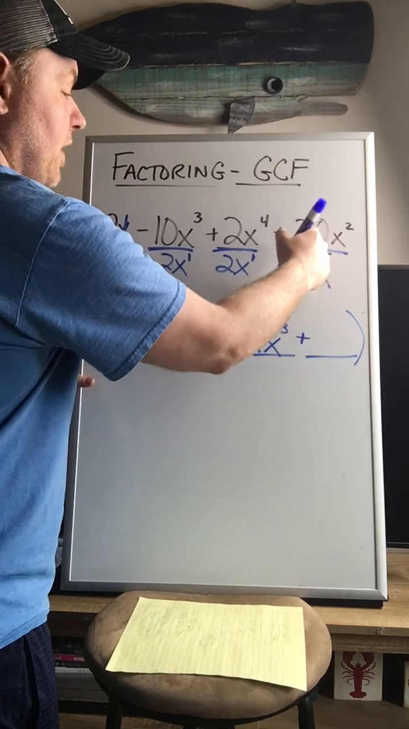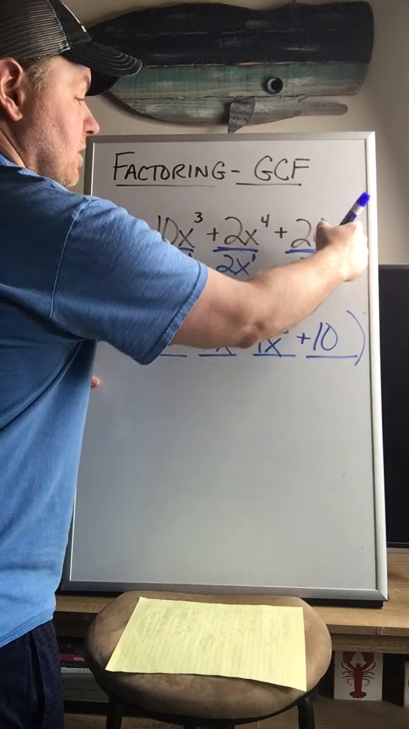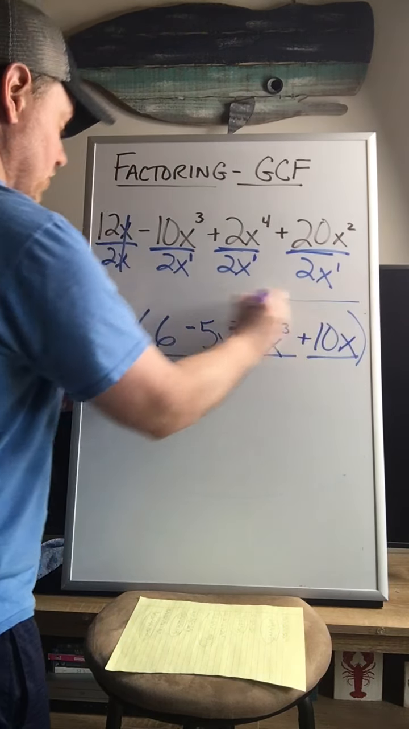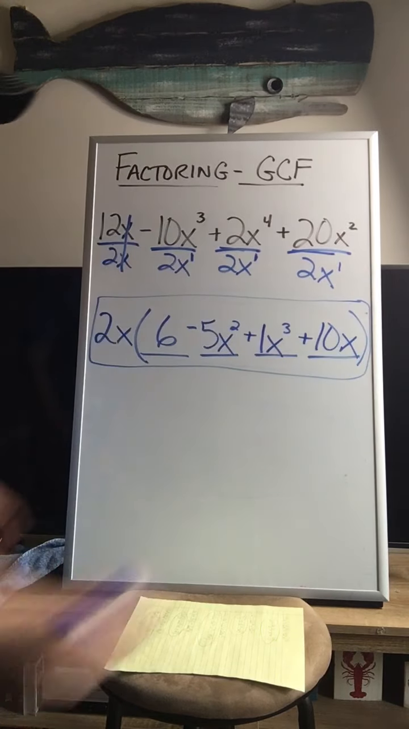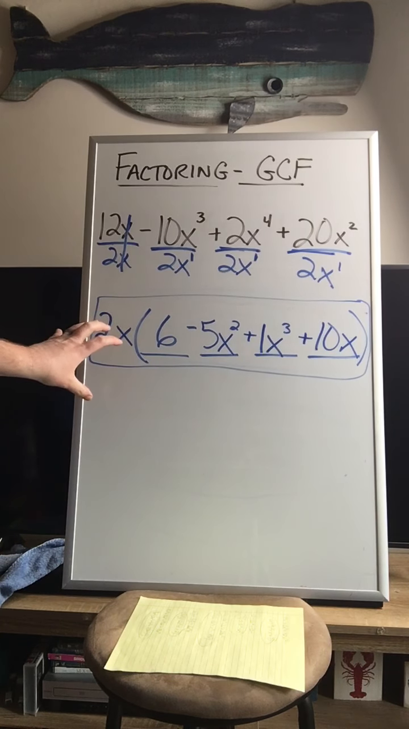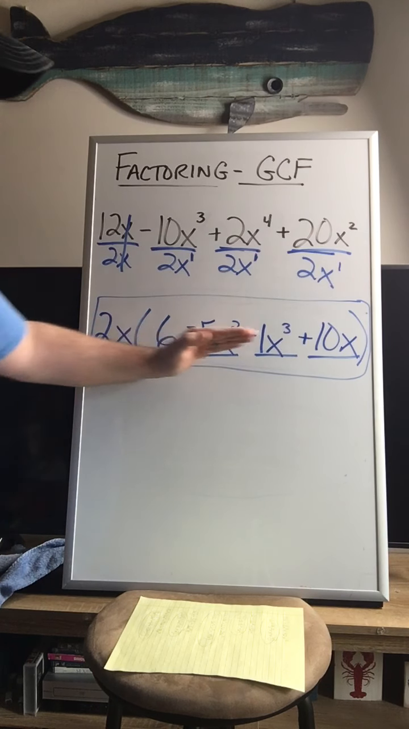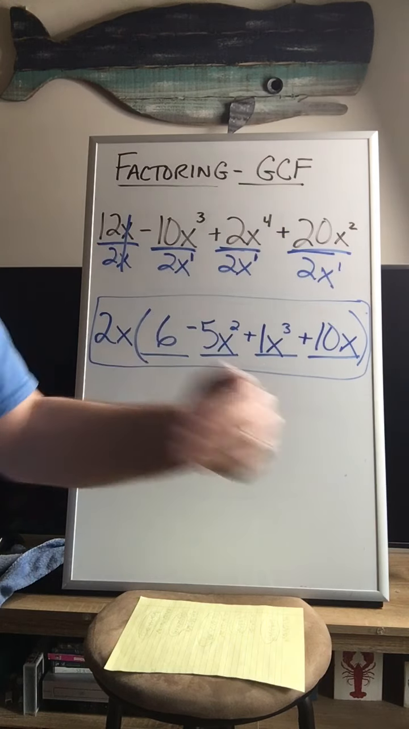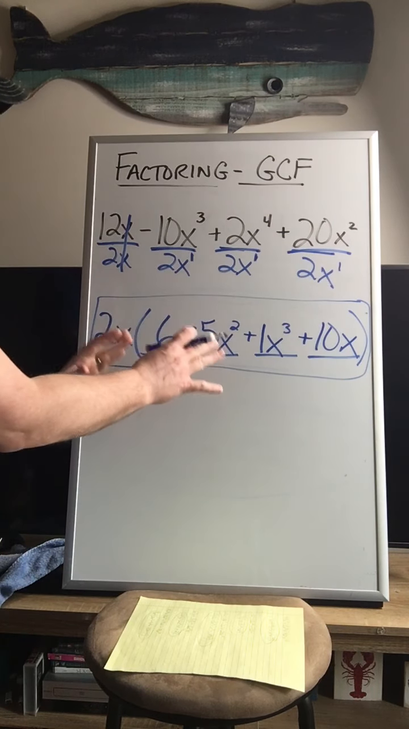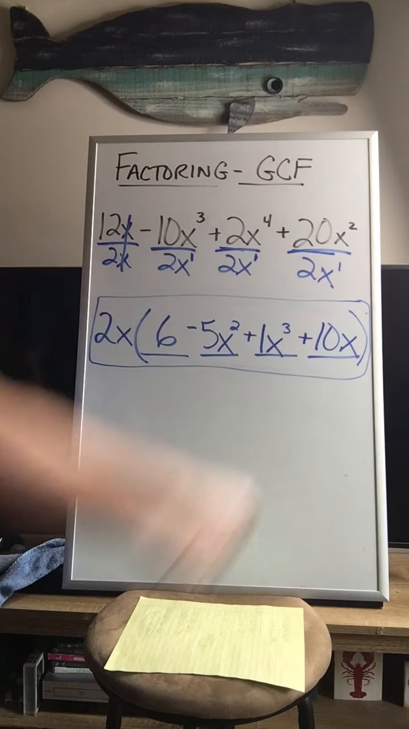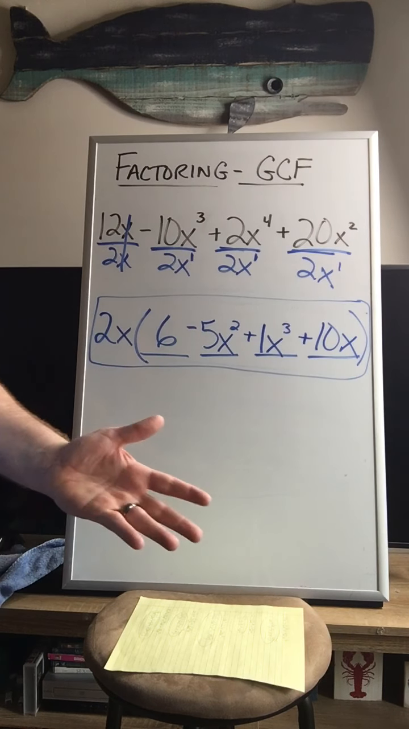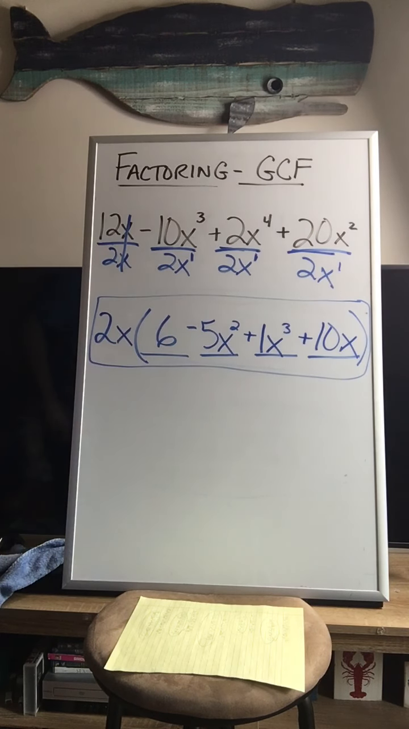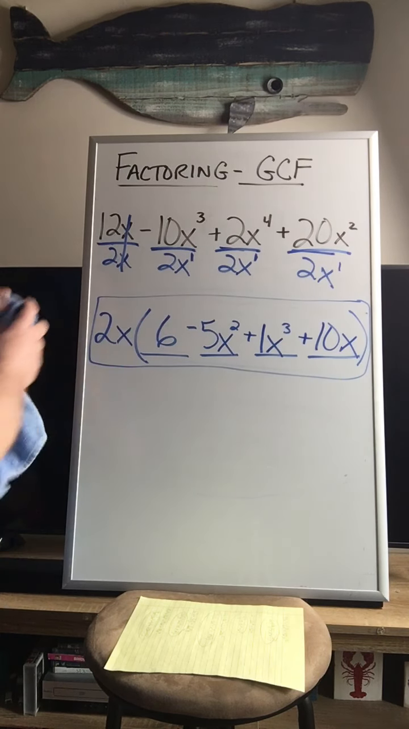Plus 20 divided by 2 is 10, and x to the second divided by x to the first, subtract the exponents, and it's x to the first. So that is my factored answer. So you always have the GCF out front, and then you have the remaining polynomial after you divide each of the terms by the GCF. So you're leaving your answer this way. If you multiply it back out, you're just going to get right back to where we started, which is a nice way to check your work, but you want to give the answer in factored form. Okay? All right? And so that's it.